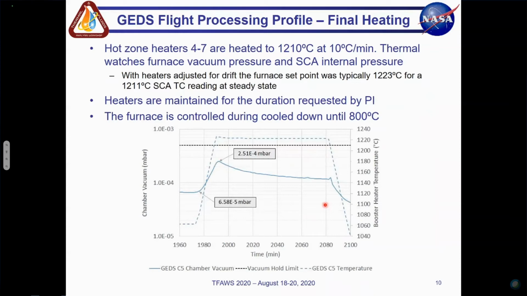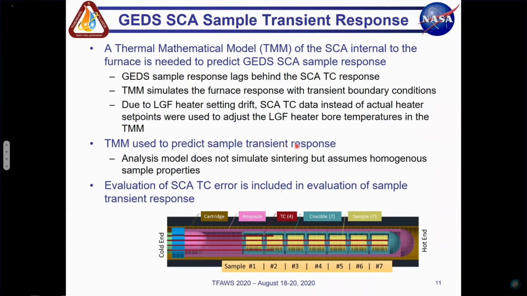Again, we get to a temperature and hold, we process for that time, and then we control it cooling down until we hit 800 degrees Celsius, and then it's allowed to free fall from there. A thermal mass model for the SACA was also constructed to get an internal response of the actual samples. Since these samples are rather heavy, being made out of tungsten, they showed a lagging response compared to the very lightweight platinum thermocouples and the furnace thermocouples.